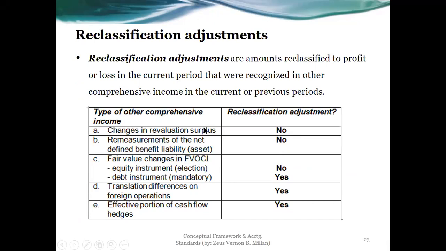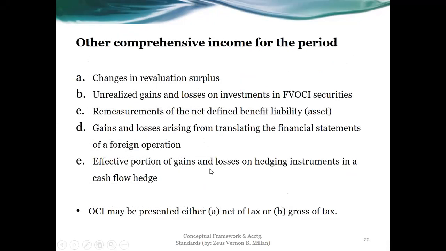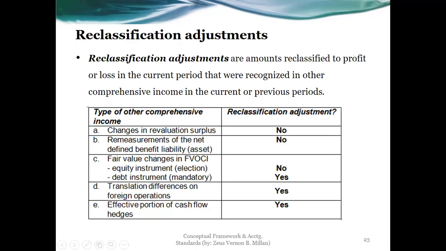So reclassification adjustments could also be called recycling adjustments. So far, out of the 5 items that we have mentioned, only 3 items are allowed for reclassification: the second item under C, debt instruments, translation differences, and the effective portion of cash flow hedges. So those are the 3 items allowed that we transfer from OCI to profit or loss if ever these items have been realized through sale.